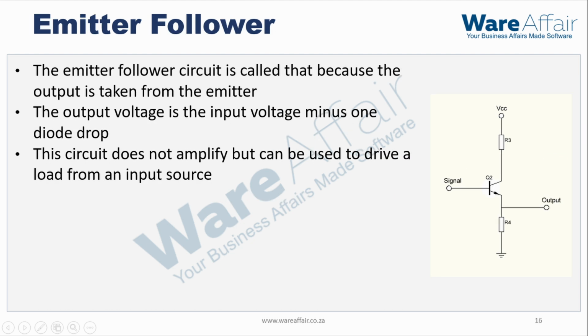Next, there's the emitter follower. The emitter follower circuit is called that because the output is taken from the emitter. The output voltage is the input voltage minus 1 diode drop. This circuit does not amplify, but can be used to drive a load from an input source.